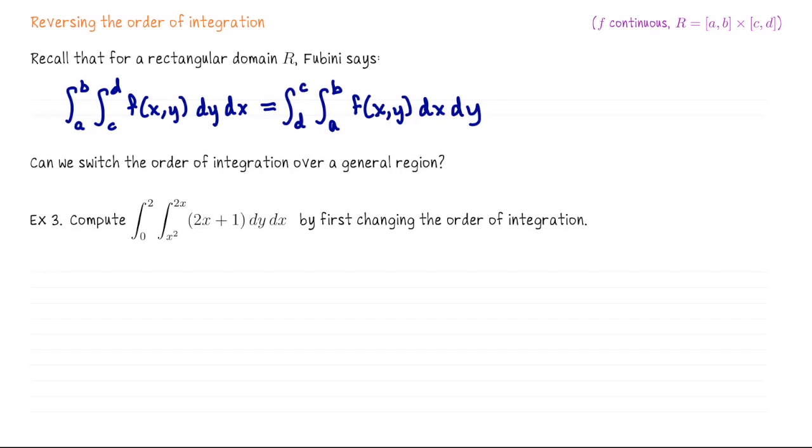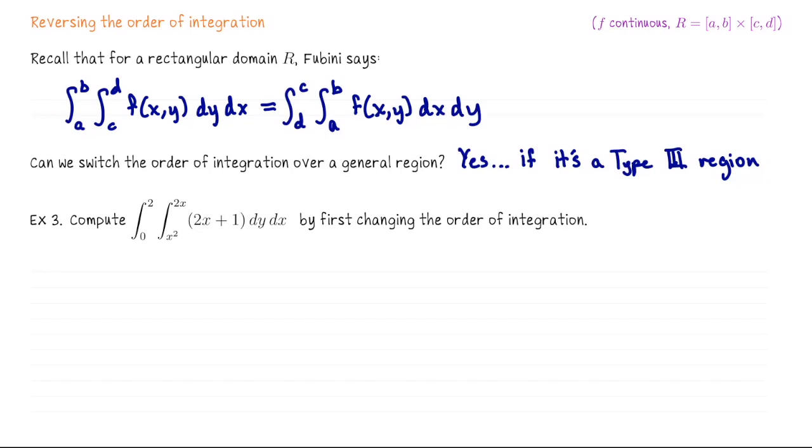What about over a general region? Can I switch the order of integration? And the answer is yes, if you can describe the region both ways. In other words, if it's a type 3 region. So you have to be able to reverse the roles of the variables.